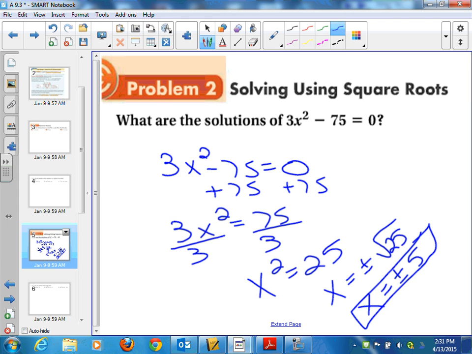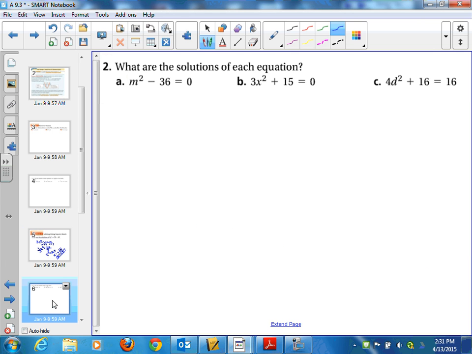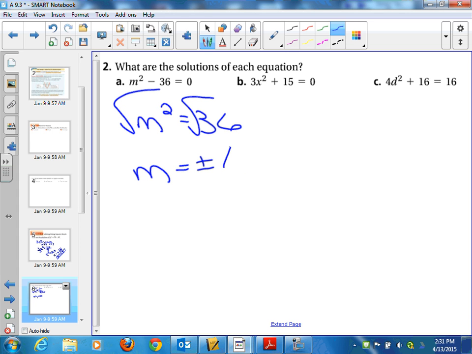All right, that's the main stuff for 9.3. If we looked at one that's even easier, we'd look at like letter A up here. We'd go m squared equals, kick the 36 over to get a positive 36. So m equals plus or minus. Then you take the square root. The square root of 36 is 6. There it is. All right, we're on the last one. We're on 9.4.